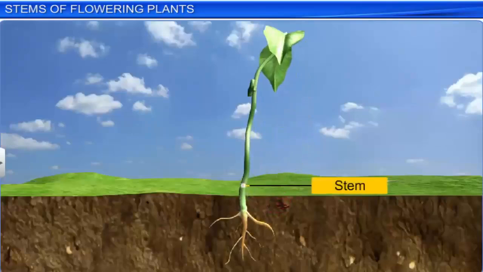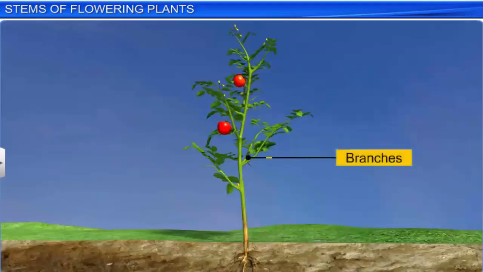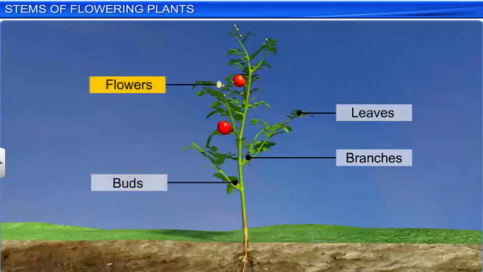A stem is a plant organ that develops from the plumule of a germinating seed. It is the main axis or stalk of a plant. It is usually green in color when young and slowly turns brown. The stem bears branches, leaves, buds, flowers and fruits.